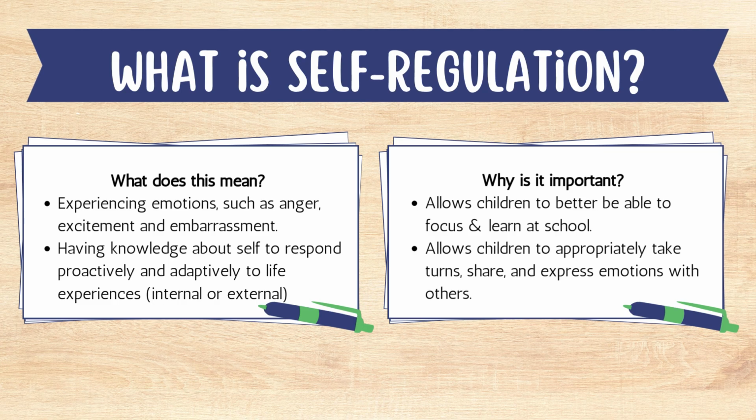Wow, so much information. What does this really mean? Giving people a short answer is not my specialty, but I tried my best here. Self regulation is not about hiding or preventing emotions, rather, it's about experiencing emotions such as anger, excitement, and embarrassment, and then having the self knowledge to respond proactively and adaptively to life experiences that can be internal or external. And it is so important for children to be able to focus and learn at school, as well as to be able to appropriately take turns, share and express emotions with others, and so much more.